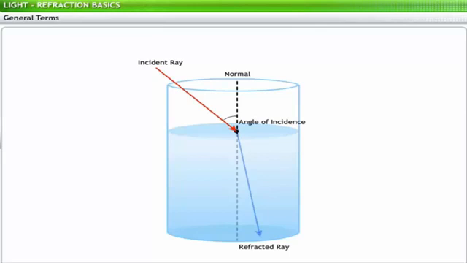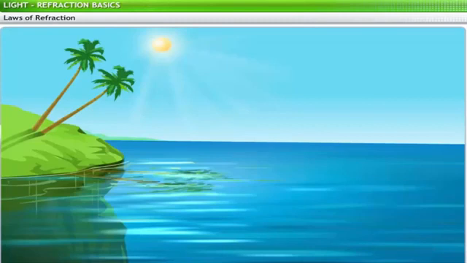The angle formed between the incident ray and the normal at the point of incidence is known as angle of incidence. The angle between the normal and the refracted ray is known as angle of refraction. Let us consider a light ray traveling from air to water. As you can see, the ray of light bends towards the normal. The incident ray and the refracted ray are in the same plane.